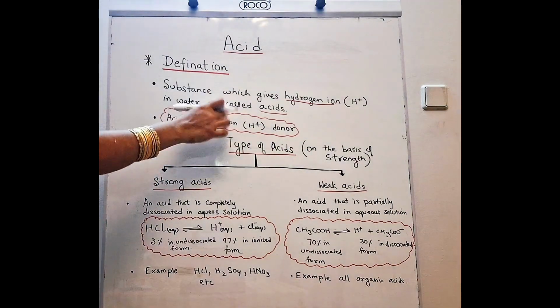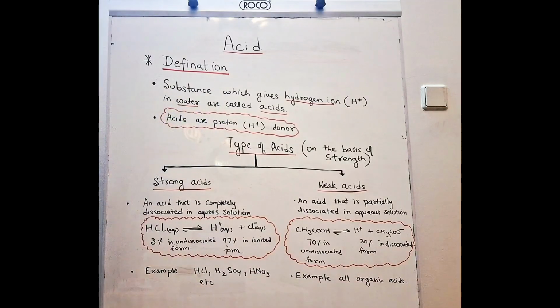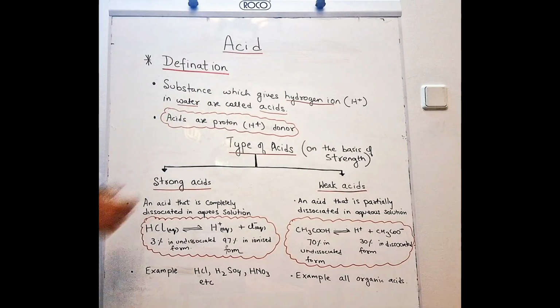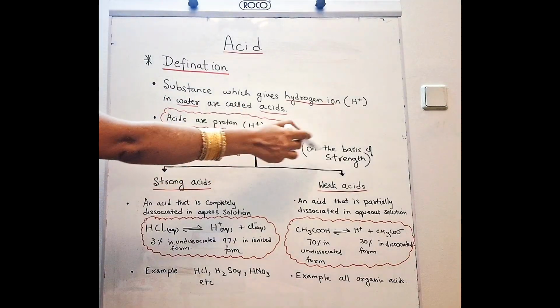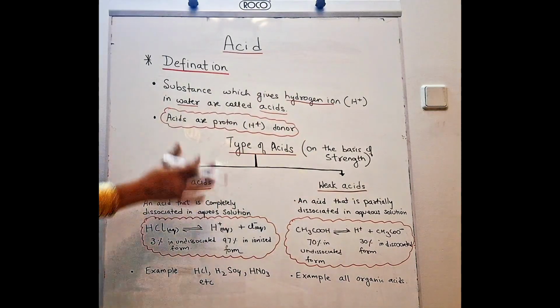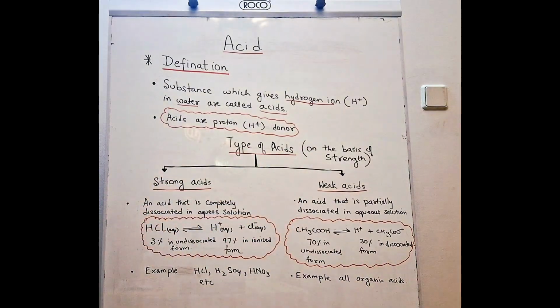This is the same type of definition but given by two different scientists. Is it clear? Acids are proton donors. Now, types of acid. There are many ways by which we can classify acids, but here we are going to discuss only the classification on the basis of strength. On the basis of strength, there are two types of acid: strong acid and weak acid.